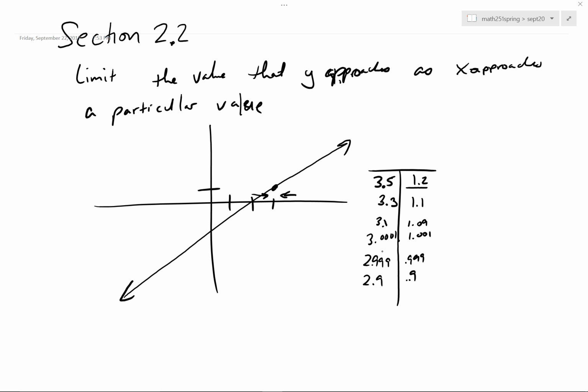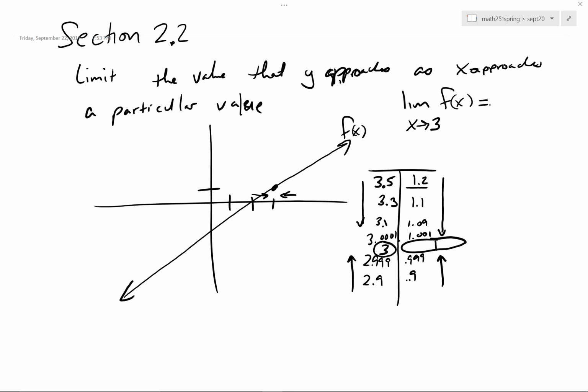And the idea is that as you approach 3, this guy here in the middle, your y's are approaching. So as your x's get closer and closer on either side, your y's are approaching some value right here. In this case, it's obviously 1. And so, we would say that the limit, this is how we'd write it, we'd say the limit of f of x as x approaches 3 is 1. That's how we'd say it. And that's how we'd write it.